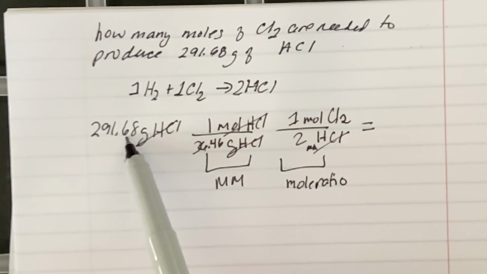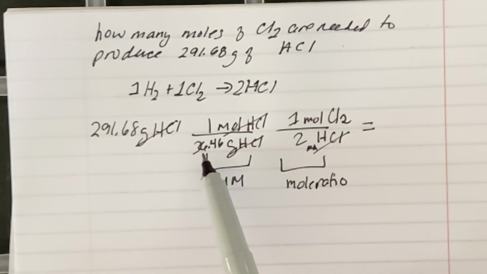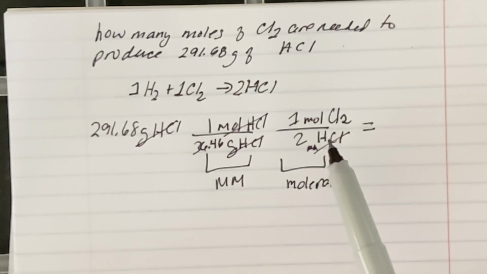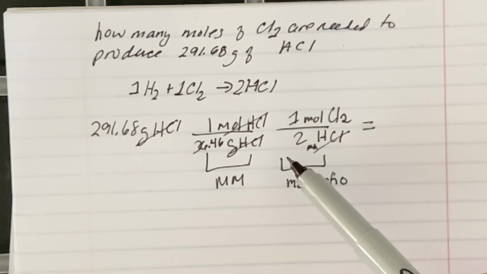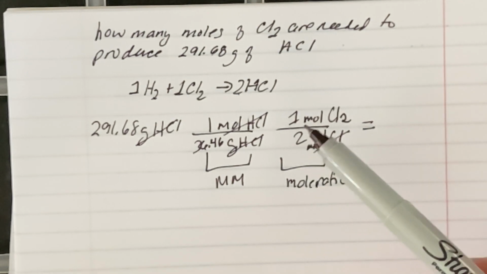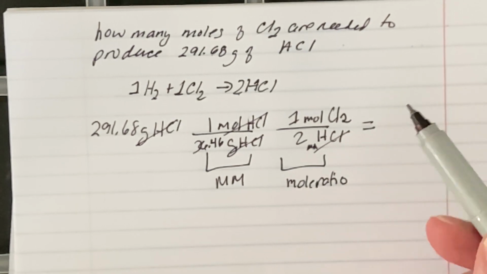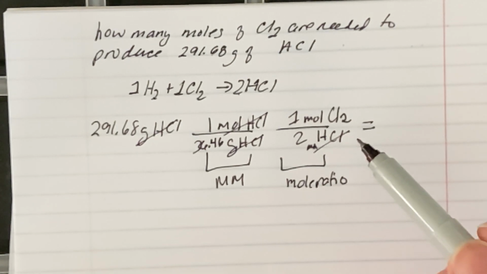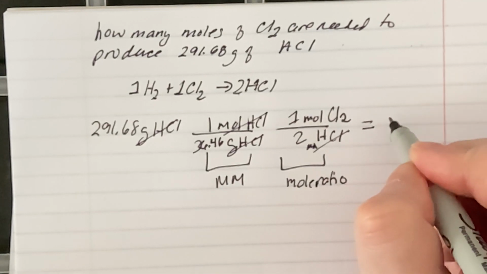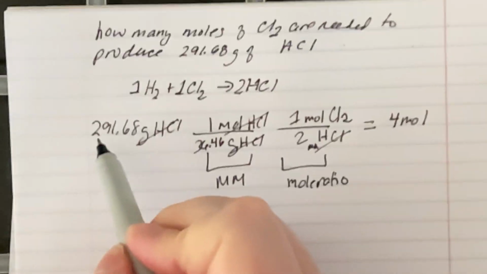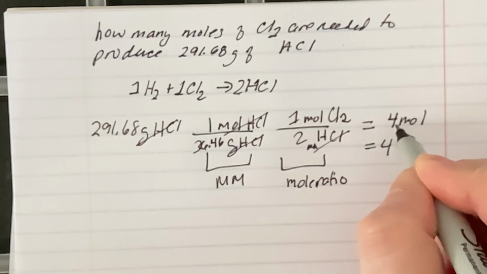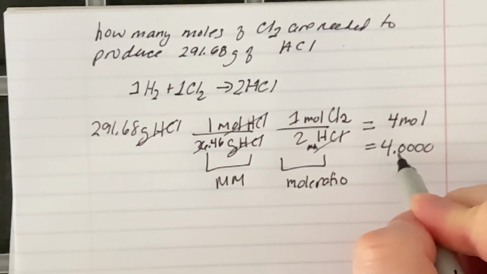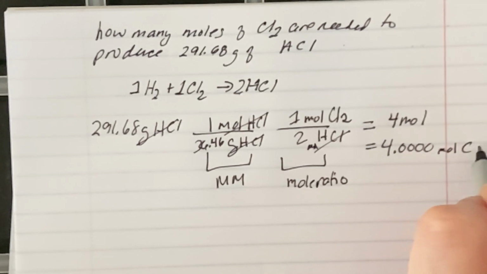So this would be 291.68 divided by the quantity of 36.46 times 2, or 291.68 divided by 36.46 equals, and then divided by 2, so that you don't mess up the calculator and it flipping it to the other side. Okay, so the answer when we get there is 4 moles, but we need 1, 2, 3, 4, 5 sig figs. So 4 is only 1 sig fig, so we need to add 4 zeros. 1, 2, 3, 4, 5 moles chlorine gas.